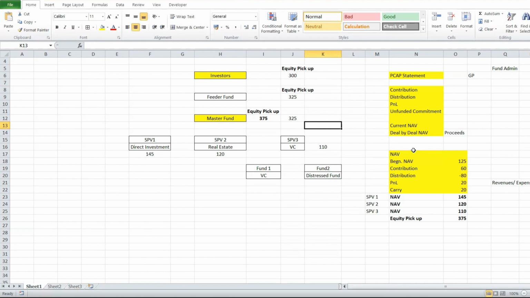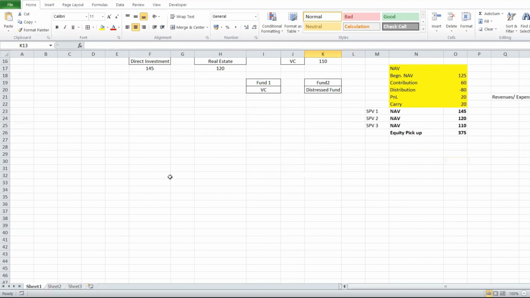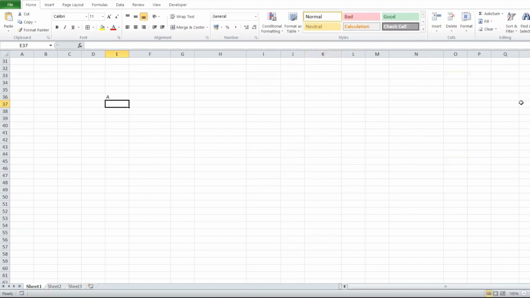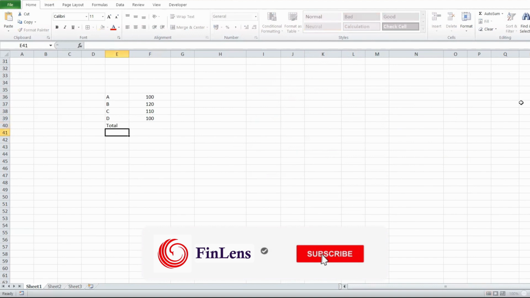Equity pickup is nothing but the NAV. What is NAV? If I tell you, it is the equity only. Now I'll tell you A, B, C, D. These are the four people. Now I would say 100, 120, 100 and 100. These are the commitments.